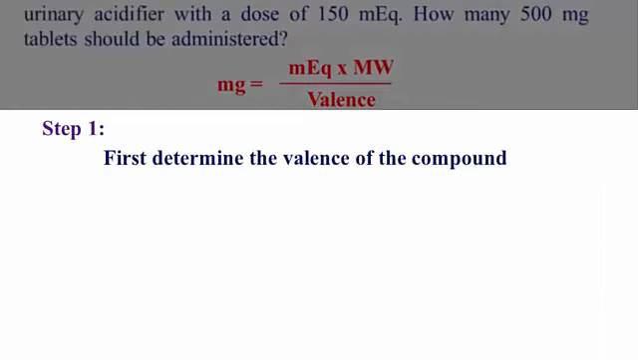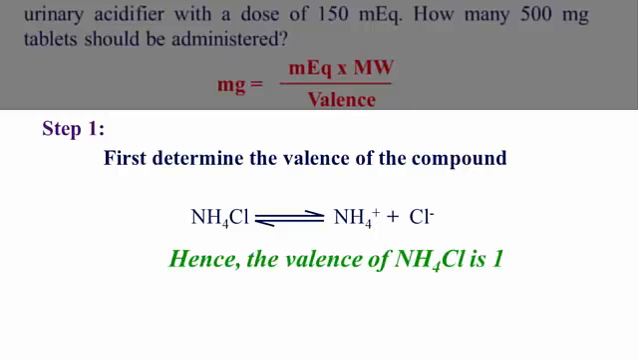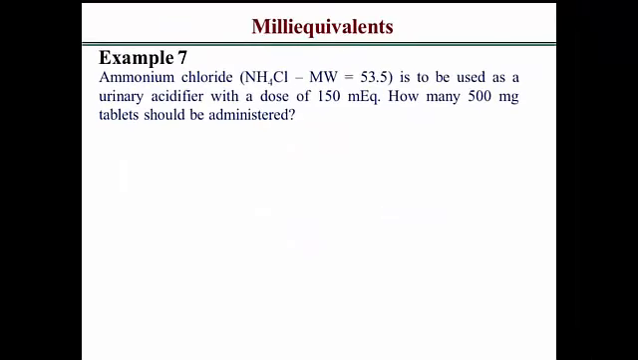So step 1. First, determine the valence of the compound because that's something that is not given to us. Ammonium chloride dissociates to an ammonium cation and a chloride anion. The charge there is 1, and we want the absolute value. So the valence of the compound ammonium chloride is 1. Very nicely done.